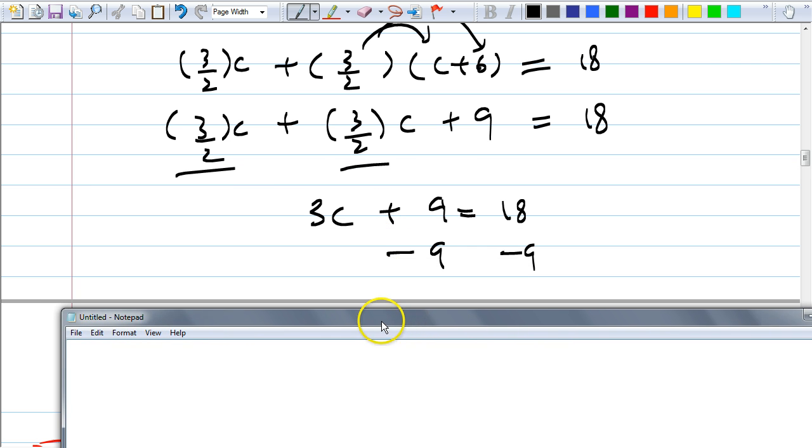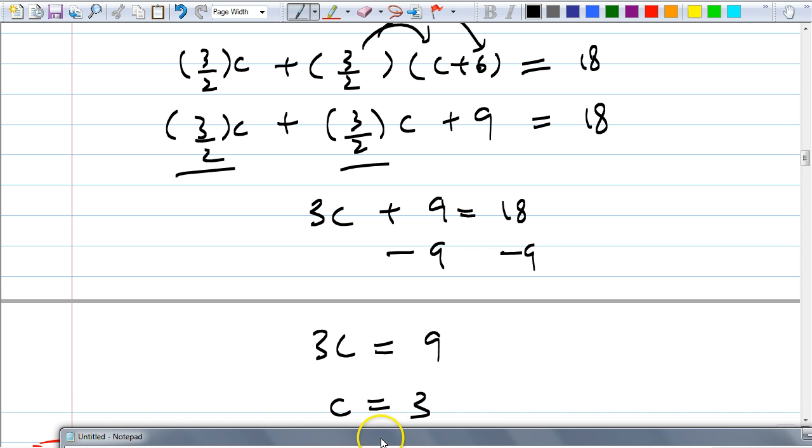Subtract 9 from both sides. How many people got c equals 3? Raise your hand. You could have left it as 1.5. That's fine. 3/2 is the same as 1.5. Okay, so if you got c equals 3, am I done with this question? Raise your hand. Oh, no.